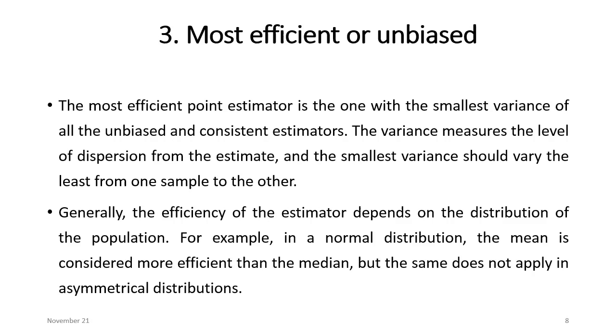The most efficient point estimators are those that have the smallest variances, and the unbiased efficient estimators are those which are unbiased and also have the minimum variances. So it means that in a normal distribution, the mean is considered more efficient than the median, but the median also has a symmetrical distribution as compared to the mean.